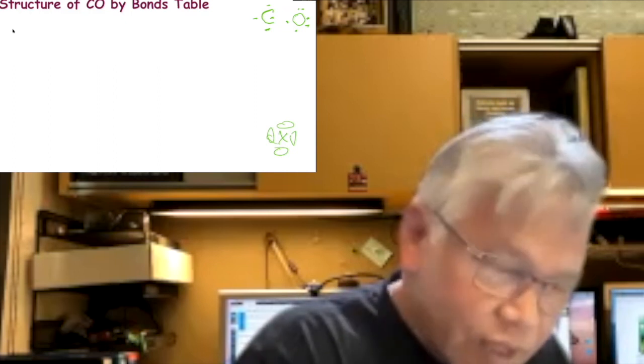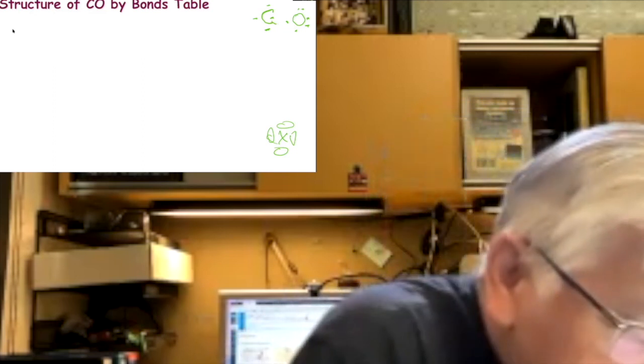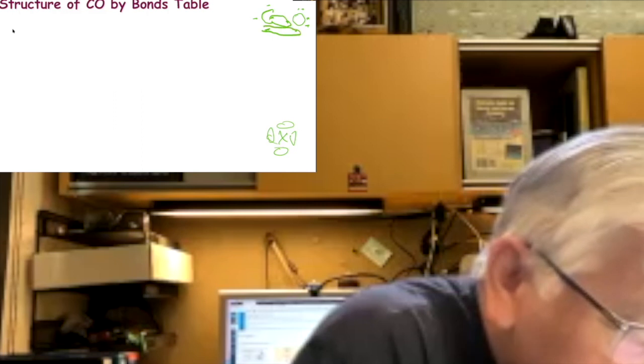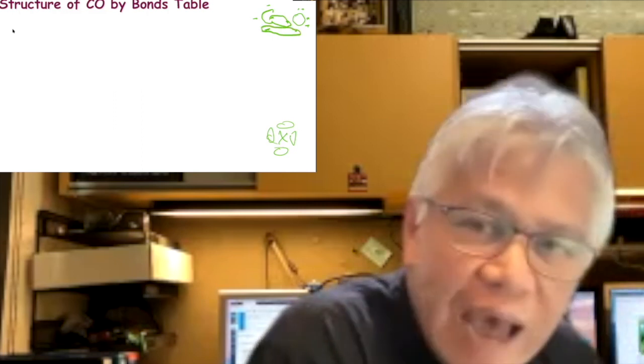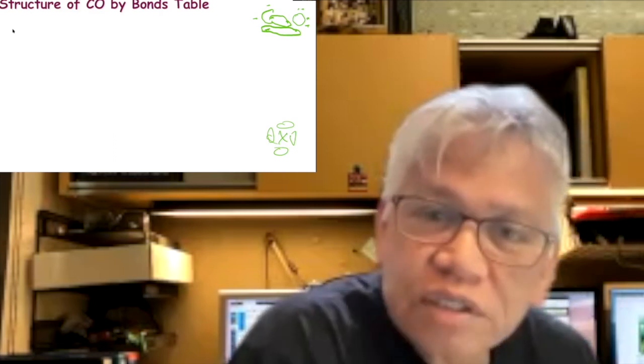Okay, and then what I'm going to do is connect the electrons so that each atom has 8. Again, that's the octet rule. So these two will be shared. These two will be shared. And it looks like oxygen is happy, so it's not going to share anymore. But carbon is lacking 2 electrons.